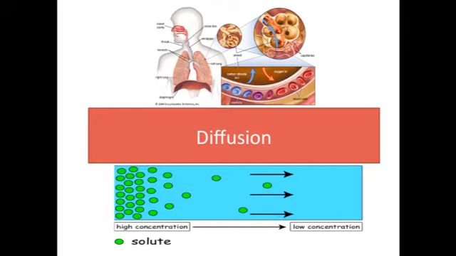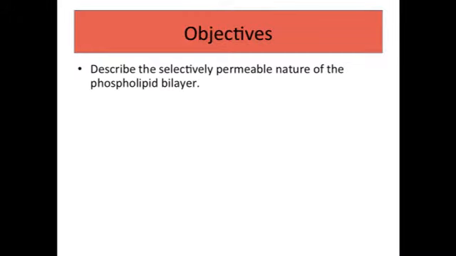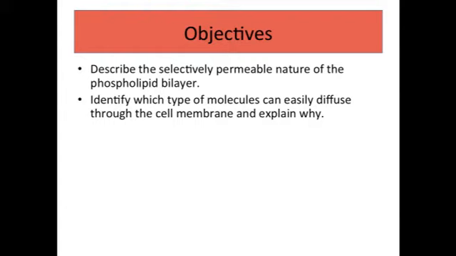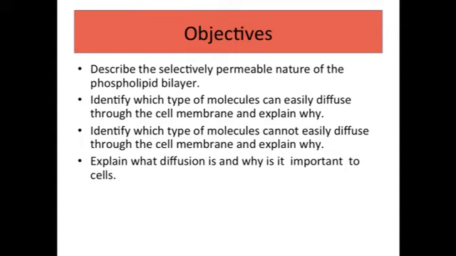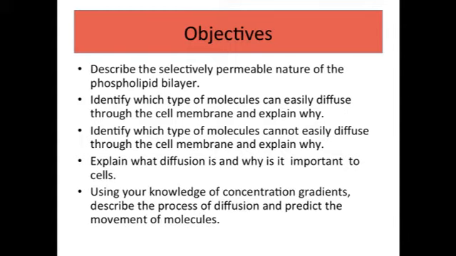Let's get started by looking at our objectives. First objective is to review the ability to describe the selectively permeable nature of a phospholipid bilayer, identify which type of molecules can easily diffuse through the cell membrane and explain why, identify which types of molecules cannot easily diffuse through the cell membrane, and hopefully you'll be able to explain why, explain what diffusion is and why it is important to cells, and lastly, use your knowledge of concentration gradients to describe the process of diffusion and be able to predict the movement of molecules. So let's begin.